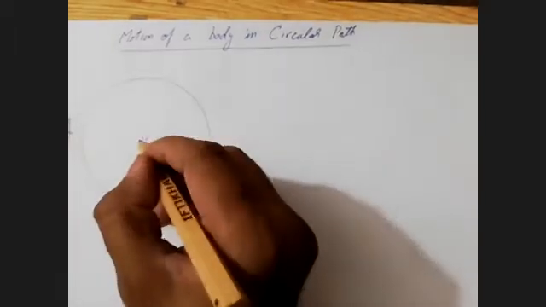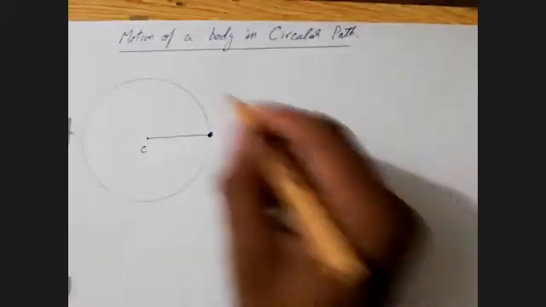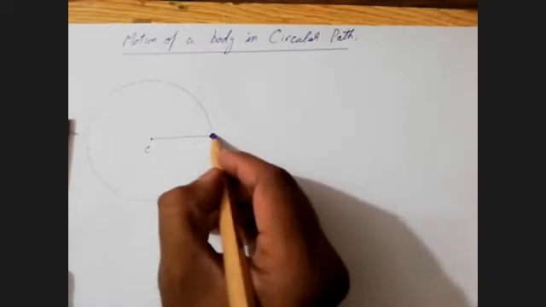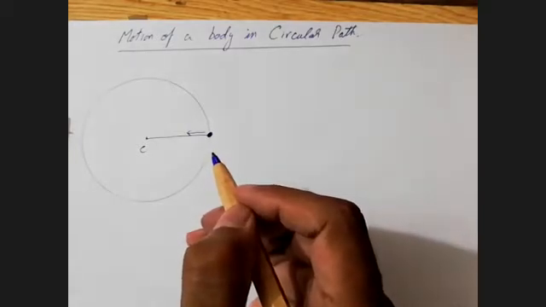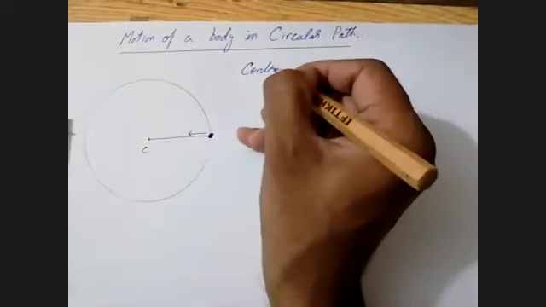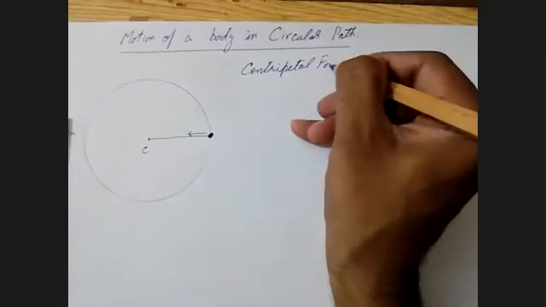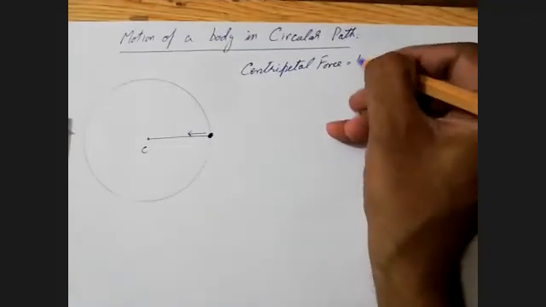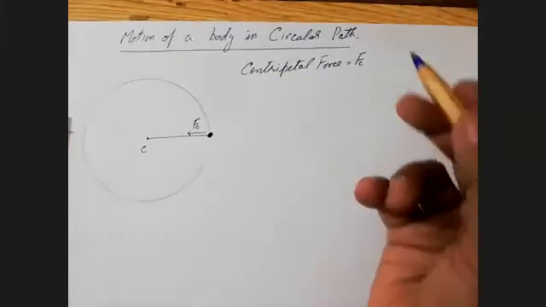Now, this circular motion is about a center point, say C is the center, and this is the radius of the circle. If a body is moving in a circular path, it is due to a force which is called centripetal force. Here I am representing centripetal force as FC.